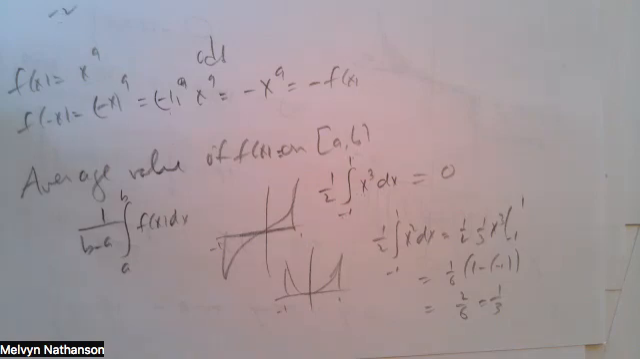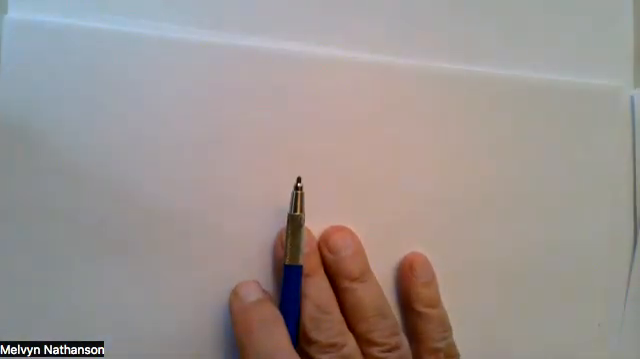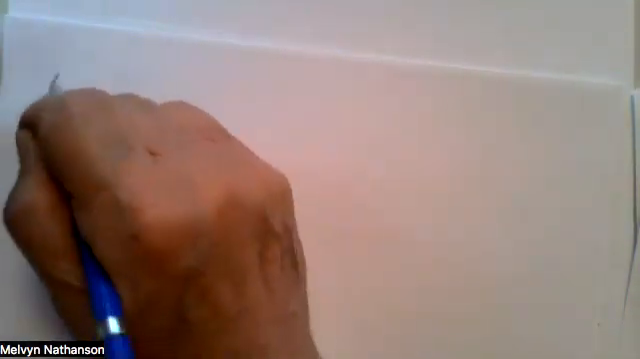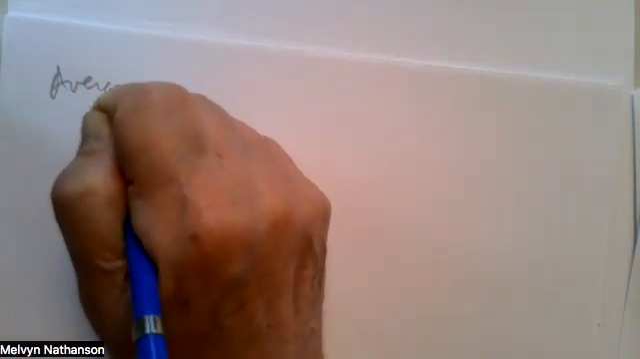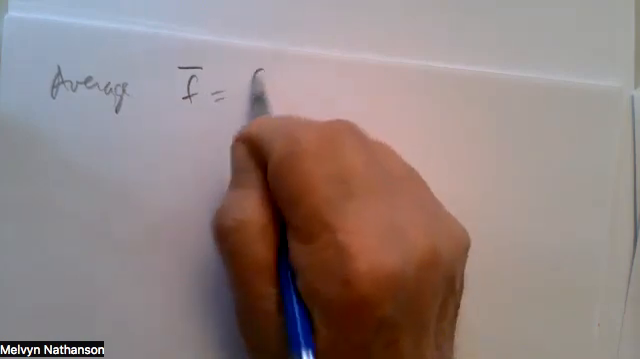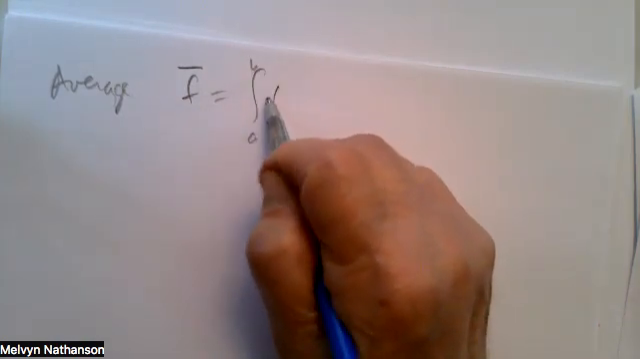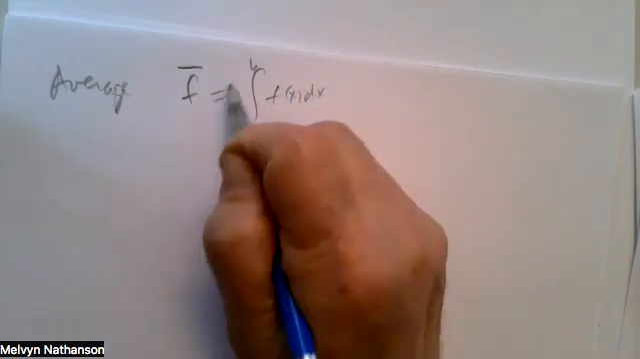Now, there's a nice theorem called the mean value theorem for an integral, which says that the average value is actually the value of the function at some point. So we have the average value of the function f. I'll write it as f with a bar over it. On the interval from a to b it is the integral of f of x dx divided by the length of the interval, 1 over b minus a.